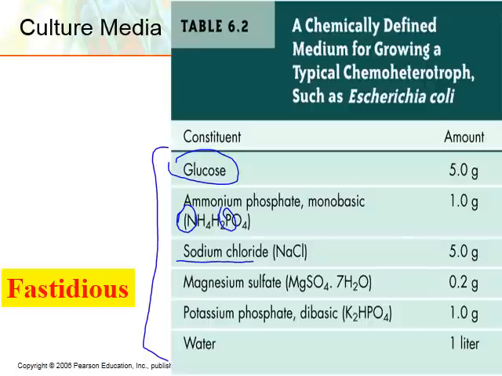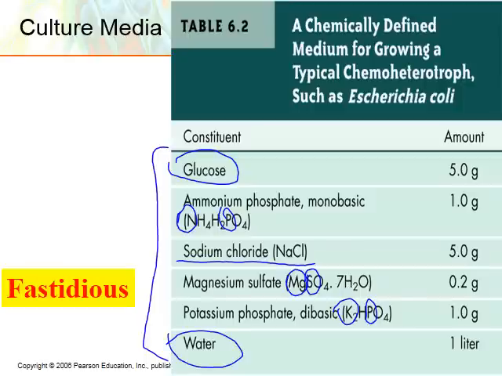Sodium chloride, that's for osmotic potential, to make sure that they have the appropriate amount of salt that they need. Magnesium is an important cofactor, and sulfur is found in certain amino acids. Potassium is another cofactor, and phosphorus, we already talked about what that's there for. So we have all these different nutrients in here. With these potassium phosphate, ammonium phosphate, these are also buffers that help us to obtain the appropriate pH concentration inside of there. And then we add water.